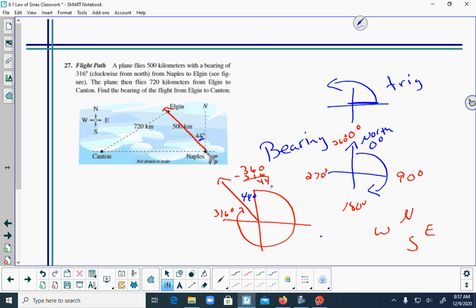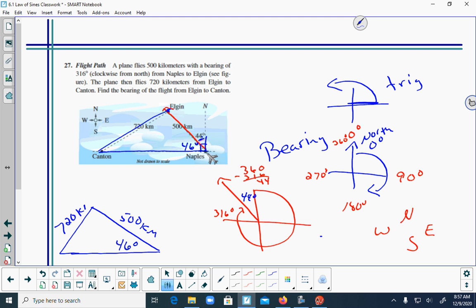So I'm going to figure out some things here. If this is 44 degrees, it should make sense that if I'm making this triangle, this angle here would have to be 46 degrees because they form a right angle. So 44 plus 46 would equal 90. That's how I get 46 degrees. I'm going to draw my own little triangle down here. What I have so far is this angle being 46 degrees, and I've gone 500 kilometers. Then I get to this point here, and I fly 720 kilometers.